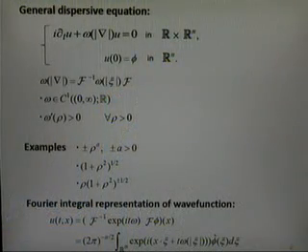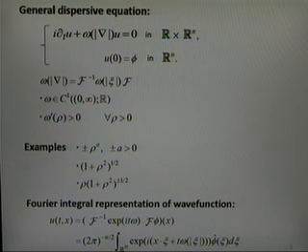So it includes ω(ρ) = ρ^a. If a is equal to 1, it corresponds to the massless wave equation. If a is equal to 2, it corresponds to the usual Schrödinger equation. And if ω is the square root of 1 plus ρ squared, it corresponds to the Klein-Gordon equation with mass equal to 1.